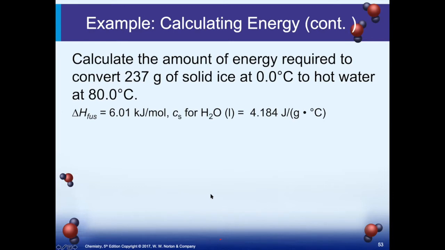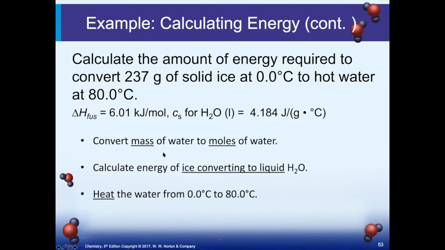So I think this is in your notes here. Here's kind of what I have to do. I have a mass, but I need to convert that into moles because this delta H value has units of moles in it, and I'm going to want that to cancel. So one of the things I need to do is convert this 237 grams of water into moles of water. That's step 1: convert mass of the water into moles of water. And then I'm going to need to calculate the energy of just converting that ice into a liquid. I'm going to do that with an equation for Q1.